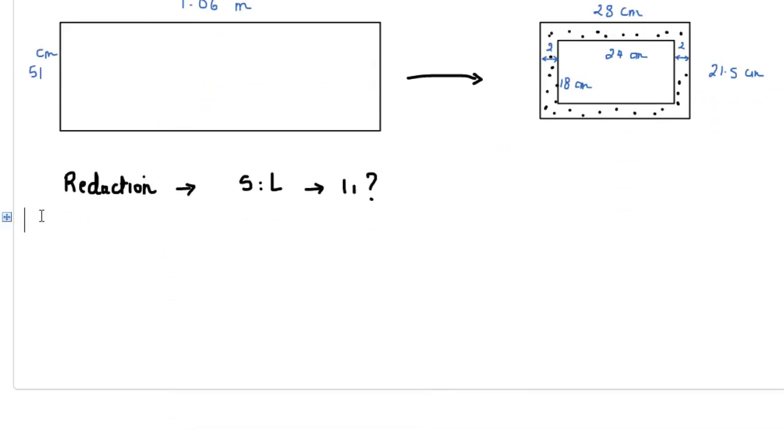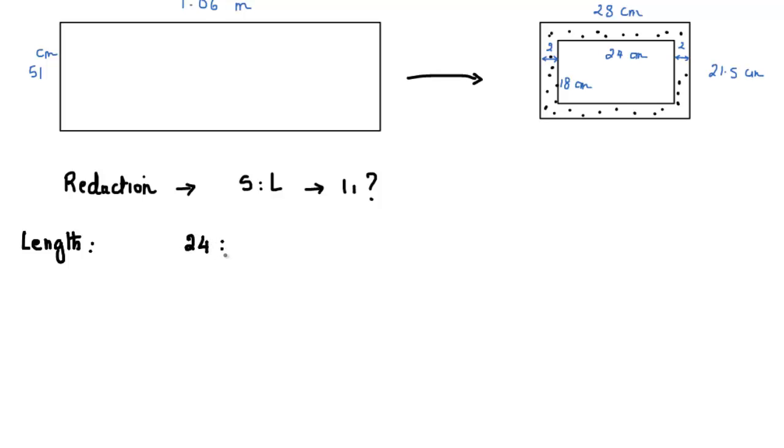If I have a reduction, let's talk about the lengths as usual. So I'm going to talk about the lengths. We said the scale has to be small to large. What is the small length I have here? It's 24. So this is on the paper, 24. The length in reality is 1 meter 0.06.